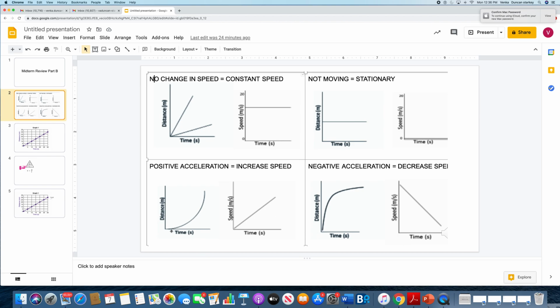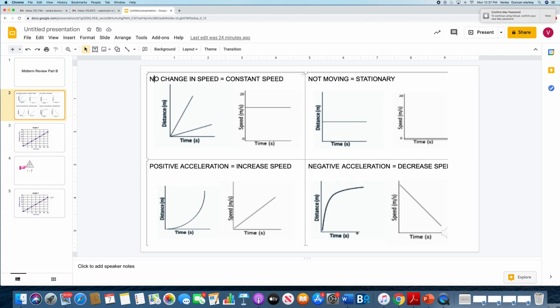To show an increase in speed on a distance time graph, you're going to see this half curve, kind of like a smiley face, going up. But it's going to be a curve, not a straight line. It's a curve to show an increase in speed on a distance time graph. To show an increase in speed on a speed time graph, you're going to have a line going straight up. No curve, just straight up. This shows an increase in speed on a speed time graph.